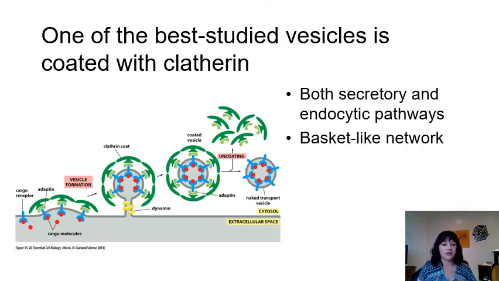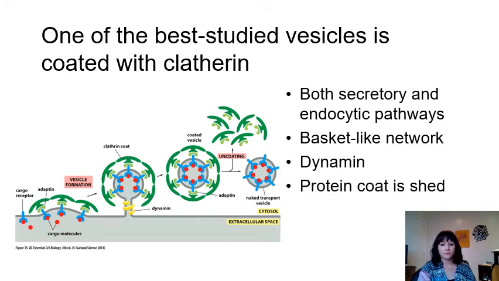Again, this clathrin kind of promotes this basket type shape, and also important to know is the dynamin. All right, so the clathrin helps promote the shape, the budding of the vesicle. It also directs what cargo is in the vesicle. The dynamin helps to release that vesicle from the plasma membrane where it is formed. Once that vesicle is released from the bilayer, the protein coat is not needed anymore and it is shed.